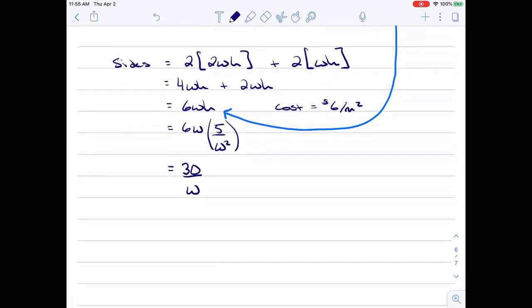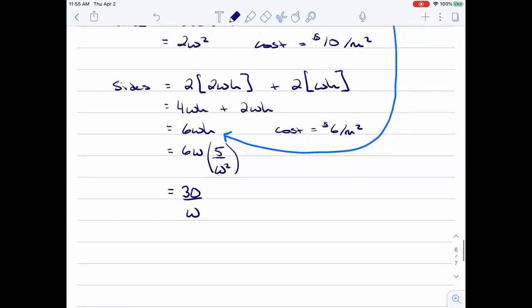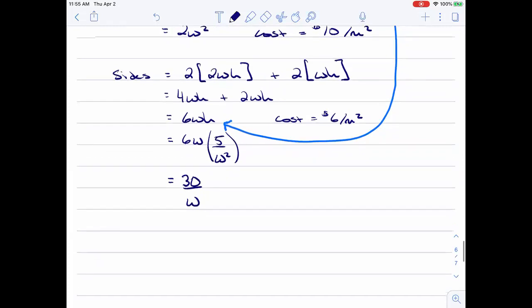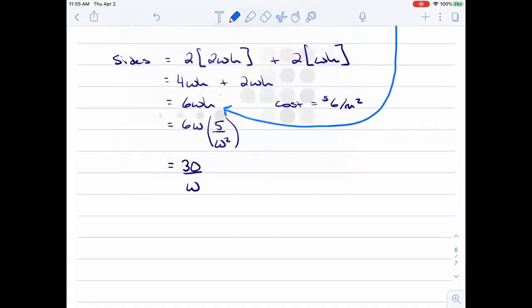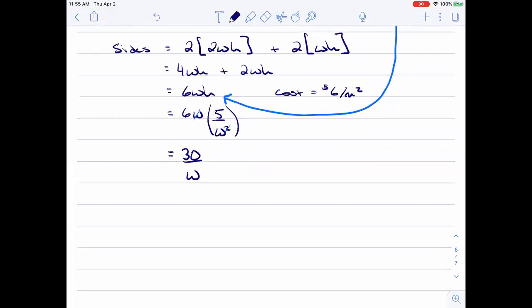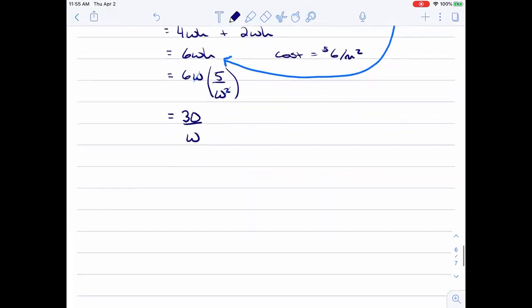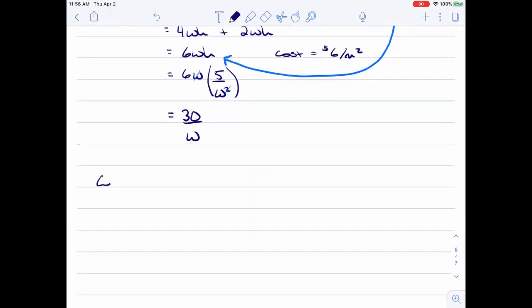I just did something else in my notes, but it should still work, and it'll come together. So now I've got both of these in terms of w. I know the cost, so what I can do is develop the cost function.